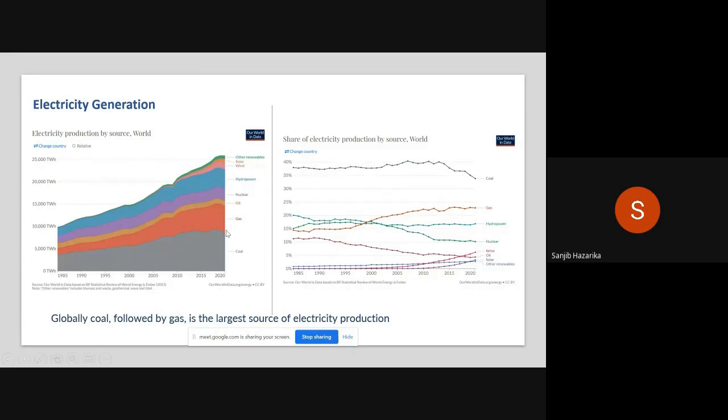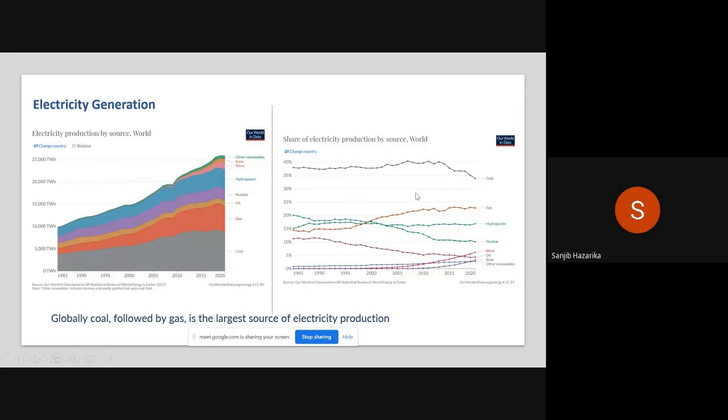And after coal, it's gas, still dominating as the second most important electricity generation source. Then, as shown earlier, it's hydropower, and then nuclear, and we can say renewable power is still minor compared to the overall electricity generation in this world.